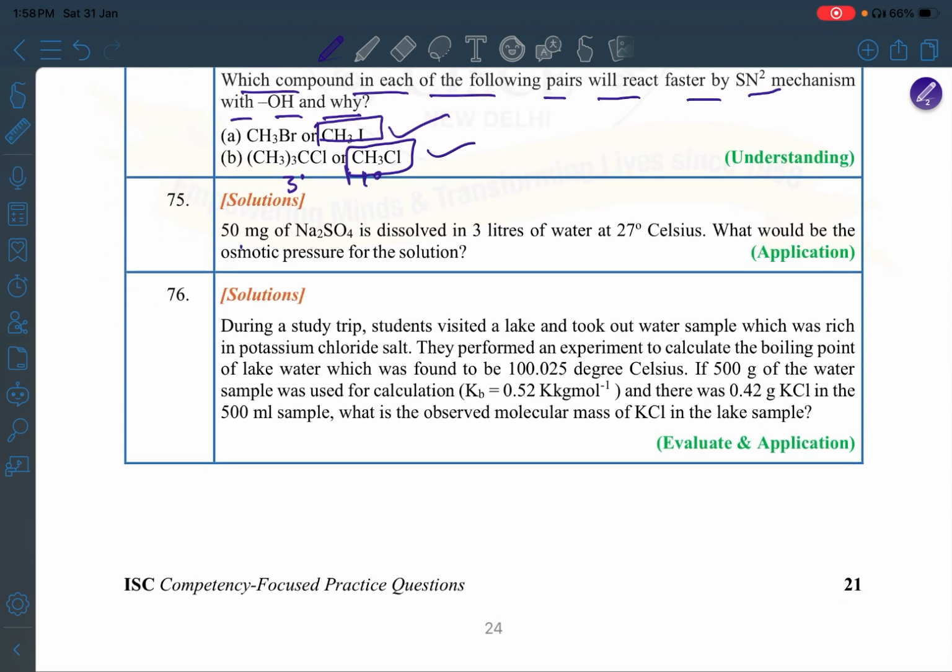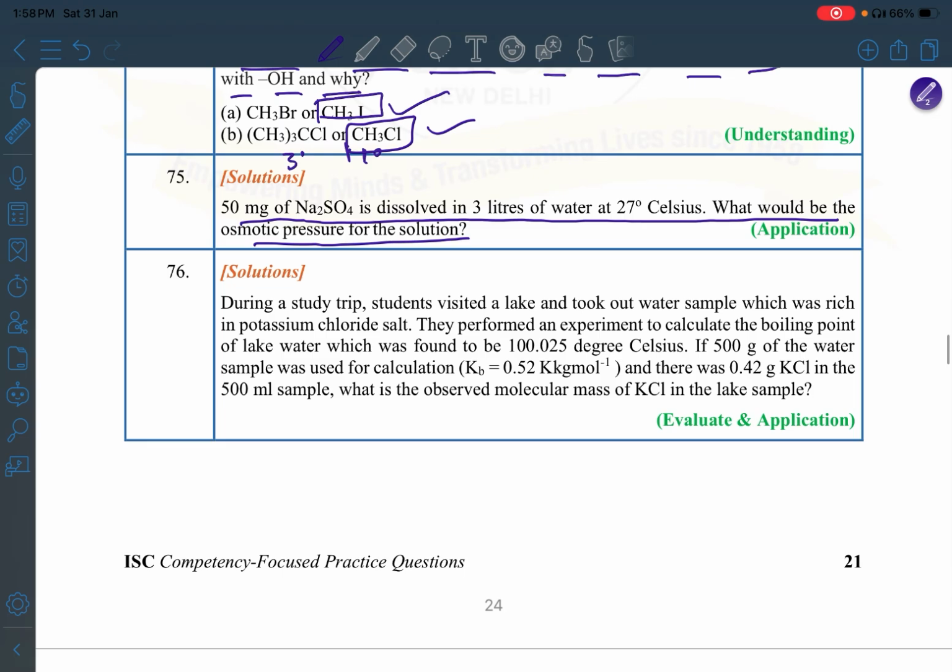Now 50 mg of Na2SO4 is dissolved in 3 liters of water at 27 degrees Celsius. What would be the osmotic pressure of the solution? Osmotic pressure pi is equal to iCRT. Okay, pi is equal to iCRT. iCRT is i into the number of moles. The number of moles is not given, so it is given weight of solute upon molecular mass of solute, divided by volume here, and then multiply by R and then multiply by T.